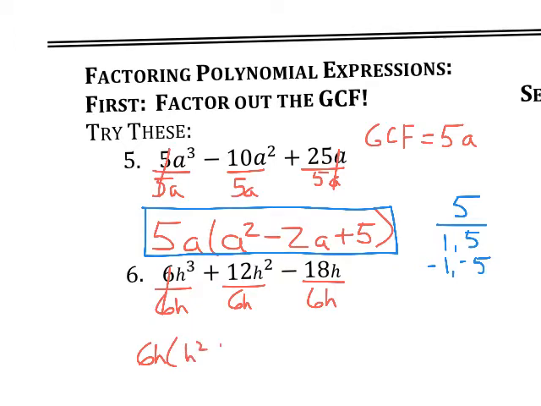12 divided by 6 is 2. And then h squared, take away an h is just an h. And then negative 18 divided by 6 is negative 3. And my h's cancel there. So there's my answer that far.